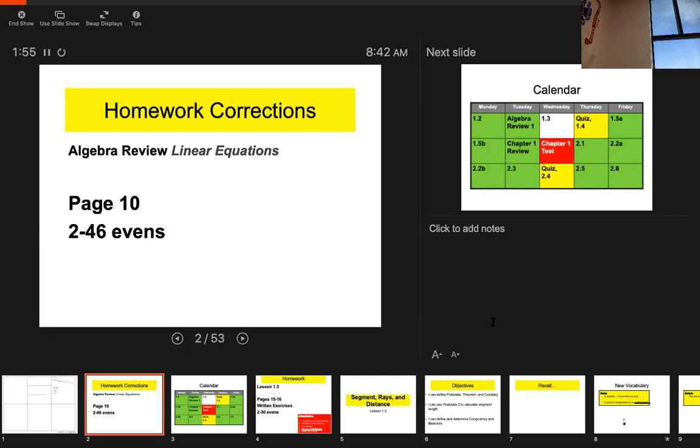32, u equals 3. 34, x equals -17. 36, z equals 20. 38, c equals 6. 40, x equals 30. 42, g equals 12. 44, d equals 16. And the last one, y equals 360. All right.